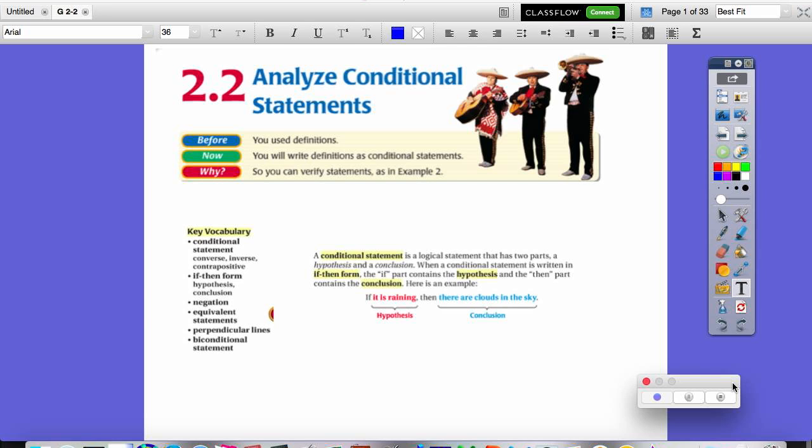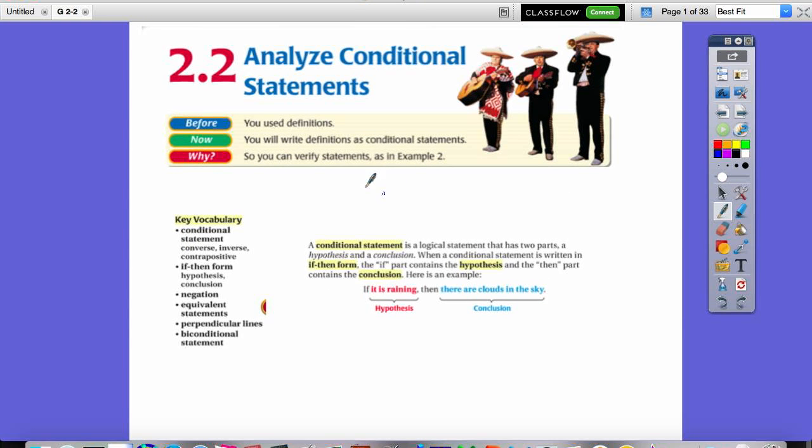So a conditional statement is basically a logic statement that has two parts. It has a hypothesis and a conclusion. When you get into higher levels of logic, the hypothesis, they're going to use the letter P, and the conclusion, they're going to use the letter Q. So it's written in if-then form.